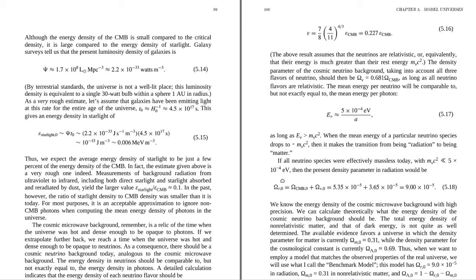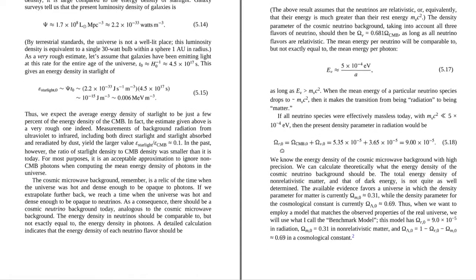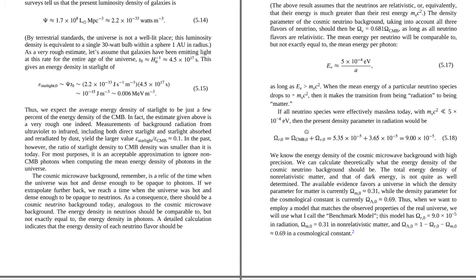So we write the total density parameter for the radiation in this equation 5.18 as the contribution coming from the cosmic microwave background photons plus the relativistic neutrinos. And this comes, from theoretical calculations, to 9 times 10 to the minus 5. And note that this is 9.00, so you can calculate this pretty accurately.